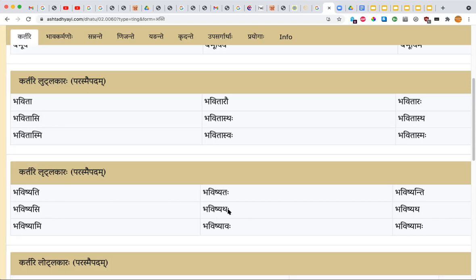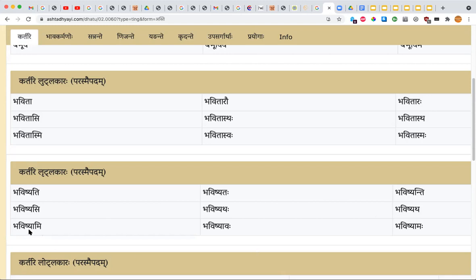Yuyam vaidyah bhavishyatha. Tvam vaidya bhavishyasi. Yuvam vaidye bhavishyathah. Yuyam vaidyah bhavishyatha. What is the meaning? You will become a doctor. You two will become doctors. You all will become doctors. Uttama.